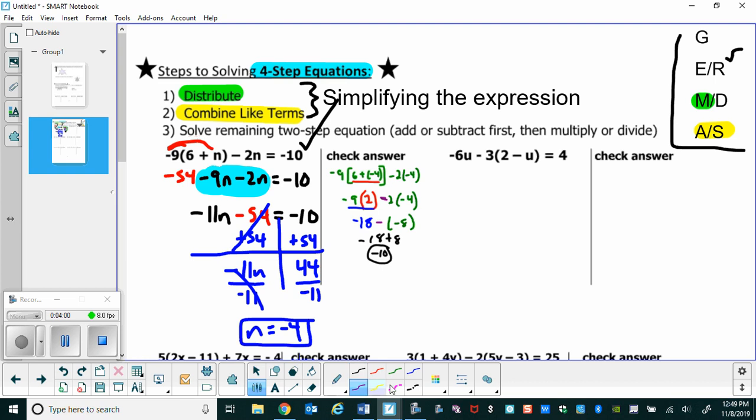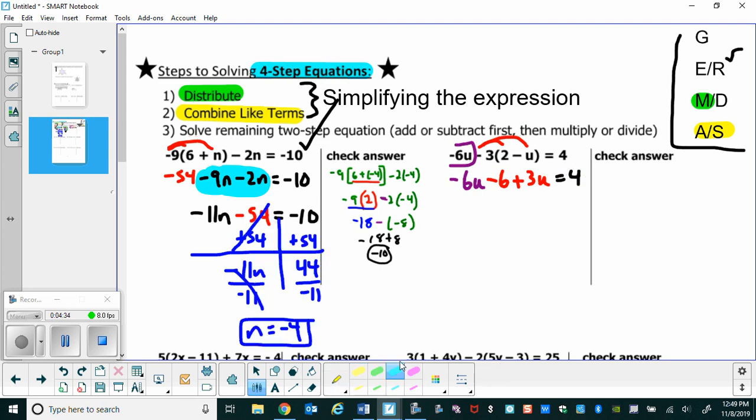Now the next one's a little bit tougher, and I want to point out that if this negative 6u wasn't there, that helps you see that you're going to be distributing a negative 3. So this negative 3 times 2 is a negative 6. And this negative 3 times this negative 1 would be a plus 3u. That's the red part. Now I'm going to bring the negative 6u down in my work. So we've got negative 6u minus 6 plus 3u, and that equals the 4.